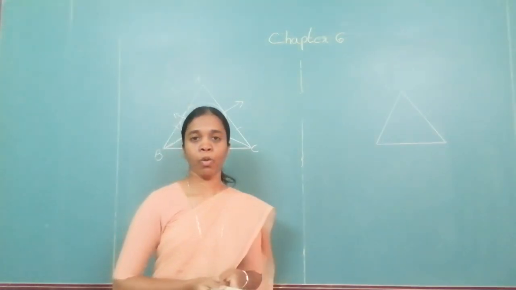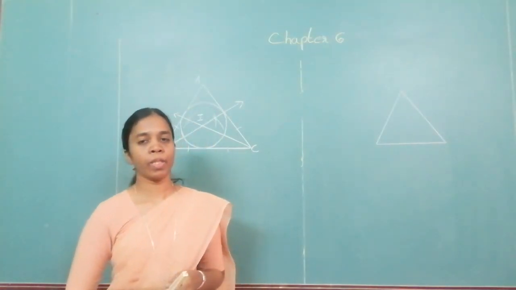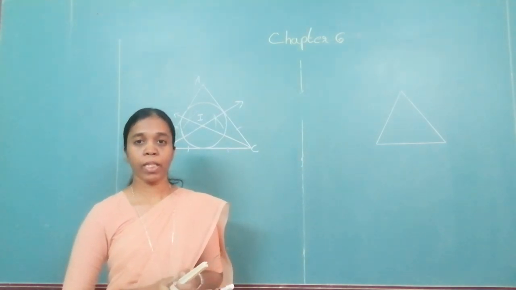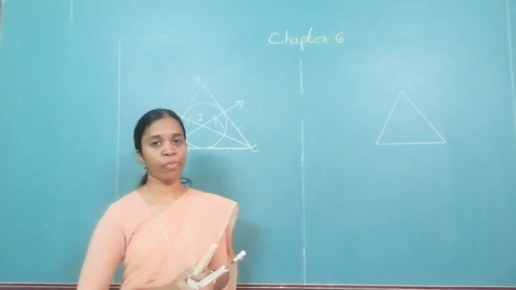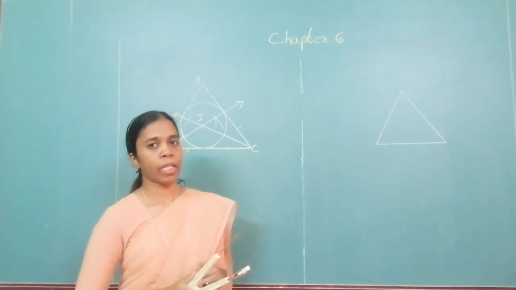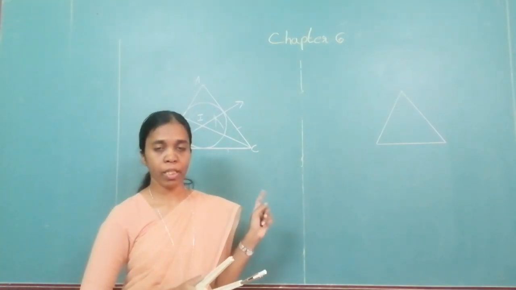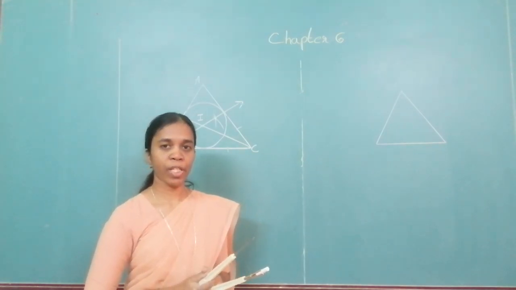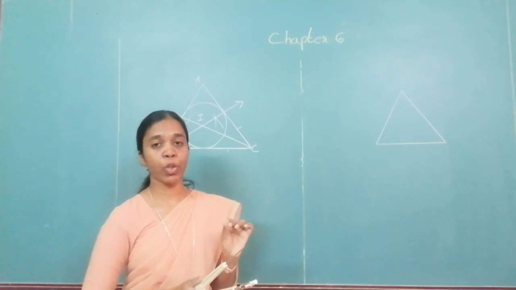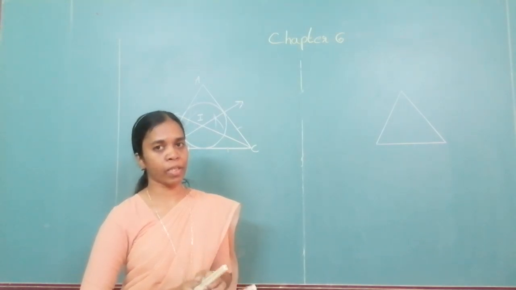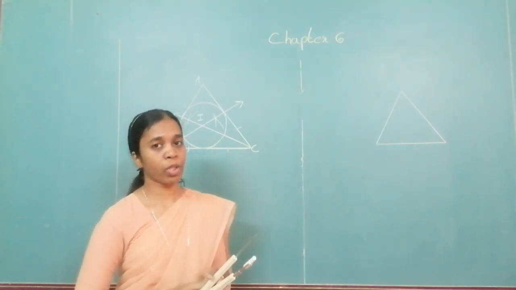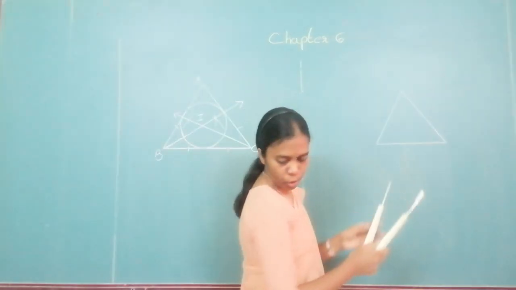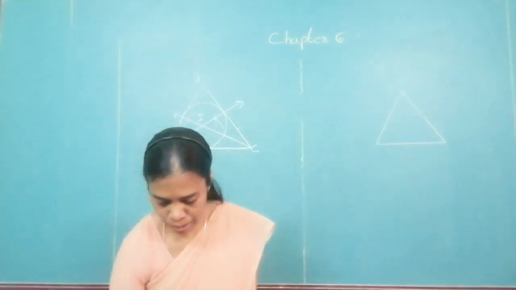Now we shall see how to construct a circumcircle. A circumcircle touches all the vertices of the triangle. An incircle touches all the sides; a circumcircle touches all the vertices. And for that we have to draw perpendicular bisectors of the sides. All of you know how to draw the perpendicular bisectors.